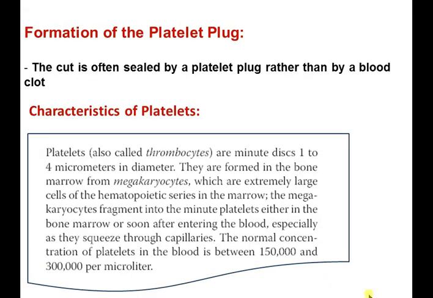Slide 4. The other mechanism is formation of the platelet plug. To understand this process, it is important that we first discuss the nature of platelets themselves. Platelets, also called thrombocytes, are minute discs 1 to 4 micrometers in diameter. They are formed in the bone marrow from megakaryocytes. The normal concentration of platelets in the blood is between 150,000 and 300,000 per microliter.